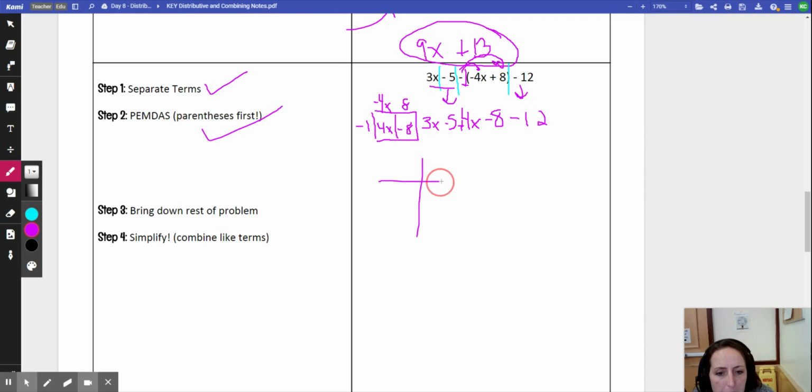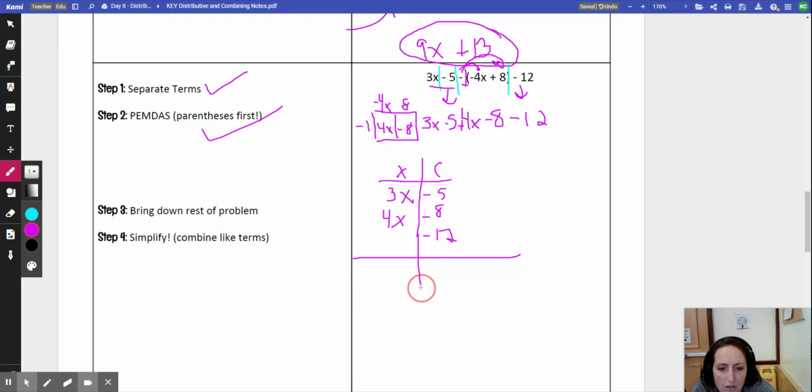Combining like terms time. Create your t-chart. We've got x's. We've got constants. We've got a 3x. We got a negative 5. We have a 4x. We got a negative 8. And last but not least, we got a negative 12. When we add down, 3x plus 4x is 7x. Negative 5 minus 8 is a negative 13. Negative 13 minus 12 is a negative 25. Final simplified answer, 7x minus 25.